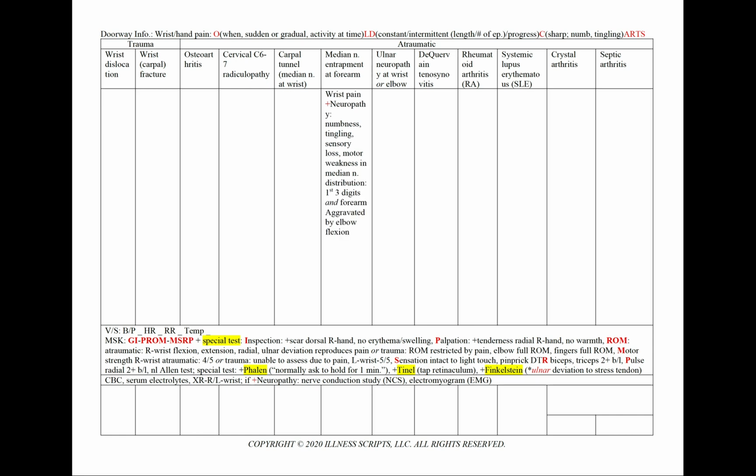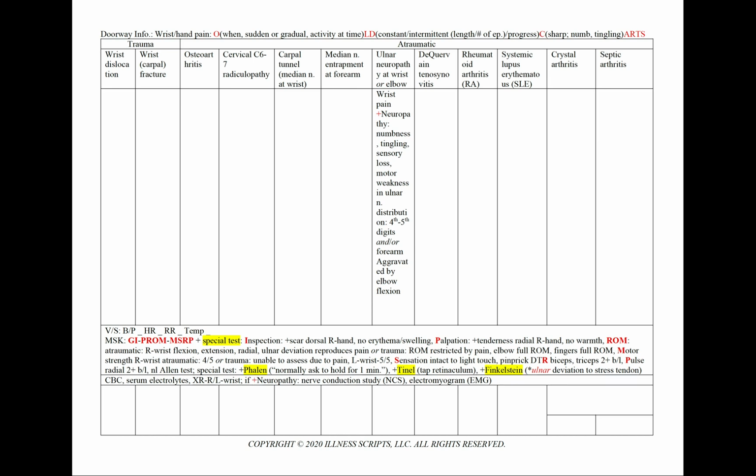In median nerve entrapment at the forearm, we'll find as well wrist pain, possibly a neuropathy, numbness, tingling, sensory loss, or motor weakness in the median nerve distribution, the first 3 digits, and now as well in the forearm. And it will be aggravated by elbow flexion. In ulnar neuropathy at the wrist or ulnar neuropathy at the elbow, we'll find wrist pain, a neuropathy, numbness, tingling, sensory loss, or motor weakness now in the ulnar nerve distribution, either the 4th and 5th digits and/or as well in the forearm, and it will be aggravated by elbow flexion.